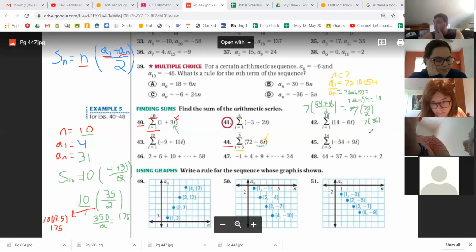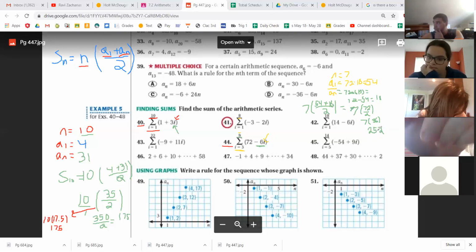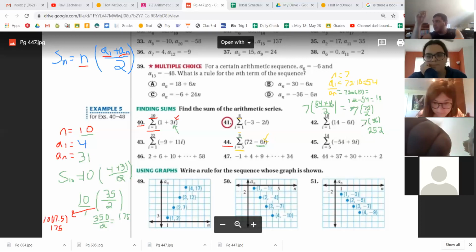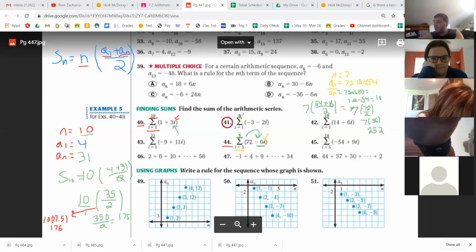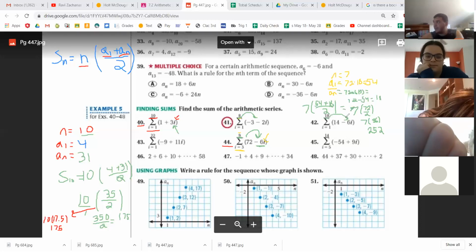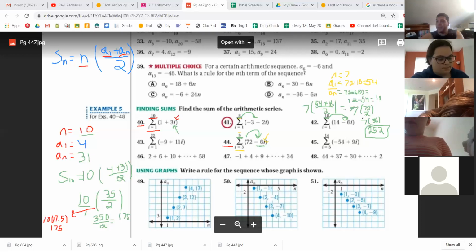In general, how do you get n? AN is just what you plug in for the last term. So AN, in this case, I got AN by plugging in 9 into the equation. For 41, I'm going to plug in 8 to that equation. For 42, I'm going to plug in 18 for that equation. So it's the top number, okay? All right. So I'm sorry, the answer should be 252. Thank you guys who helped me out.